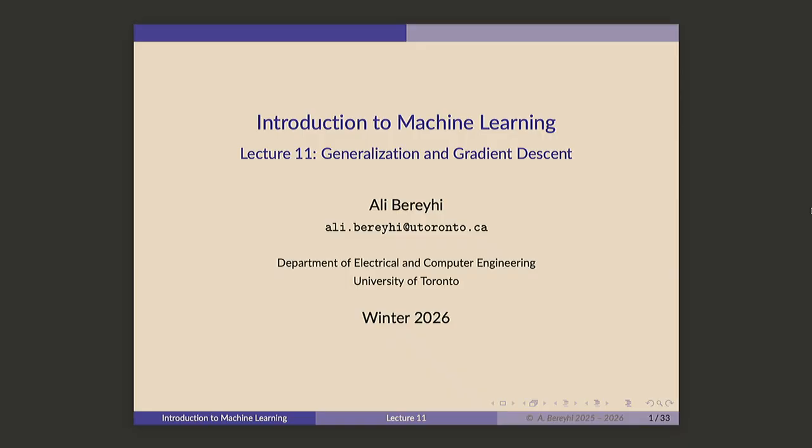Okay. So, hi everybody. Today we are going to somehow wrap up the first half of the course. The first half of the course was basically about the maximum likelihood and linear models. This is the conventional machine learning people used to do.